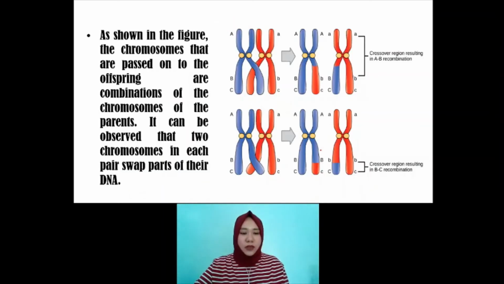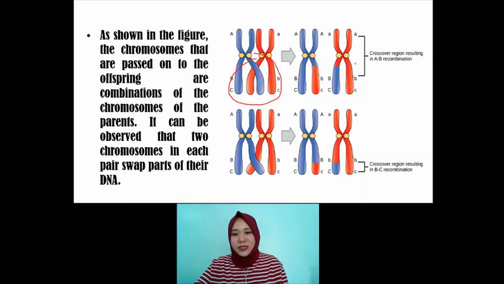So as shown in the figure, the chromosomes that are passed on to the offspring are combinations of the chromosomes of the parents. Okay? So, this blue chromosome comes from your papa, and this red chromosome comes from your mama. So during the crossing over, this is what happens.